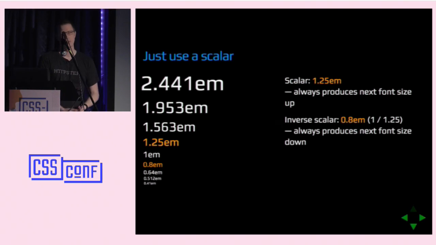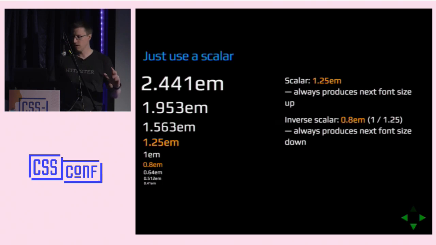Instead of 14 pixels, 18 pixels, 24 pixels being your magic numbers, these are your new magic numbers. Pick a scalar for your design. Multiply it up a few times, multiply it down a few times. I guarantee you, you'll commit these, the 1.25 and the 0.8, to memory within the first day on the project. It's just two numbers. The next few steps, you know, may take a little longer to commit to memory. Stick them on a Post-it note.